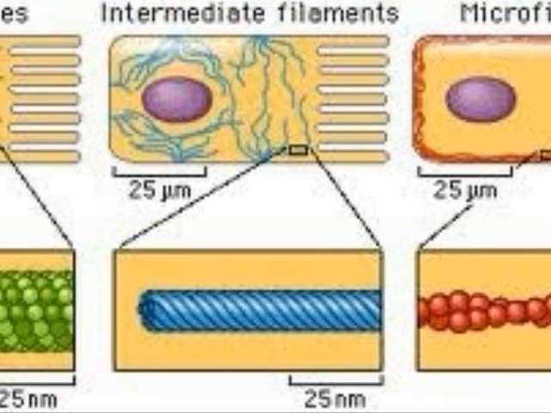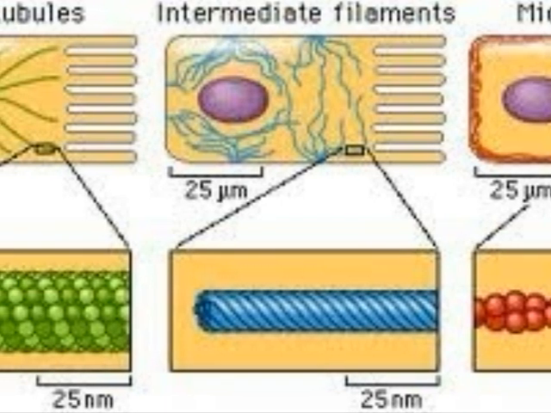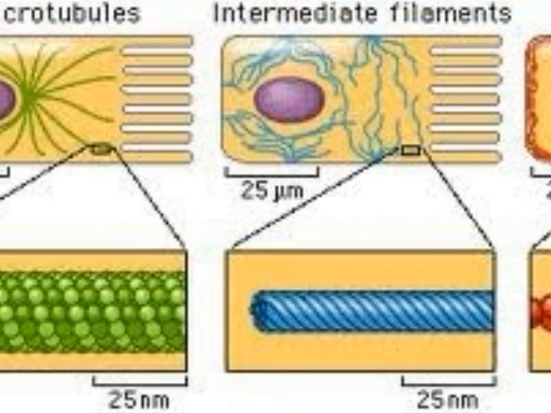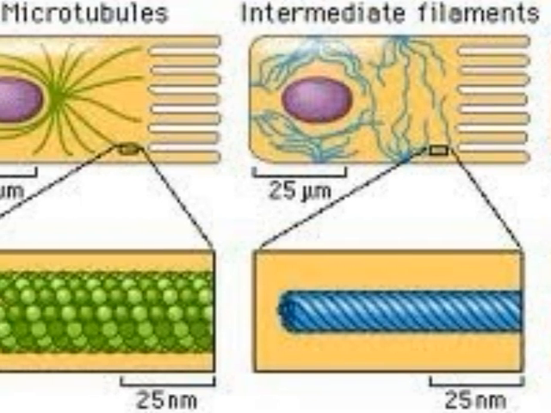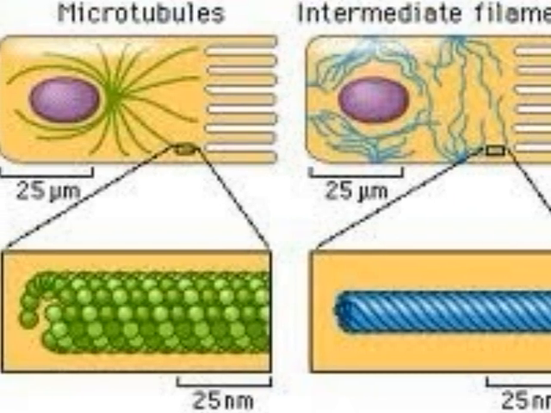The cytoskeleton is composed of three types of molecular structure: microtubules, microfilaments, and intermediate filaments. Microtubules are the biggest and are hollow tubes. Microfilaments are two intertwined strands of actin and are the smallest. Intermediate filaments are coiled fibers and are medium.